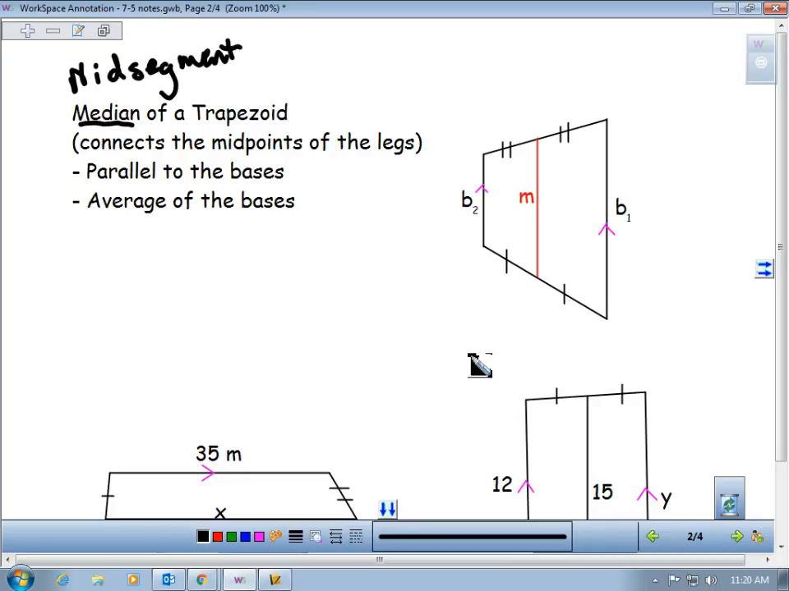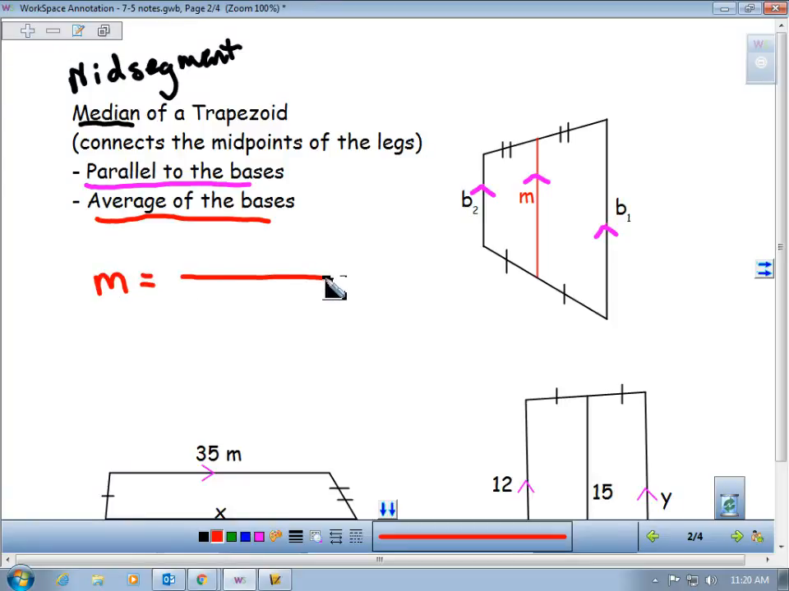And what a median does, or a mid-segment, it connects the midpoints of the legs. And it has 2 properties. Number 1, it's parallel to the bases. Frankly, we won't deal with that. We're just going to deal with the second property, which is that it is the average of the bases. That means to find the length of this median, I'm going to average the bases. So I'm going to add the 2 bases up, base 1 plus base 2, and divide by 2.